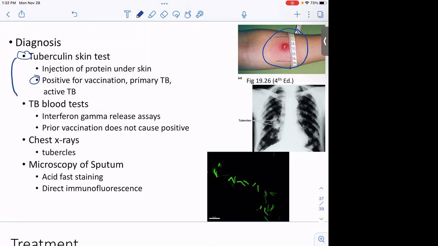Here, an alternative to that skin test is a TB blood test. They don't do this as often because it's a little bit more expensive, and in this country, most people have not been vaccinated. So it's not a huge advantage. You don't get too much more information. But this is often also called an interferon gamma release assay. They call it the IGRA assay.